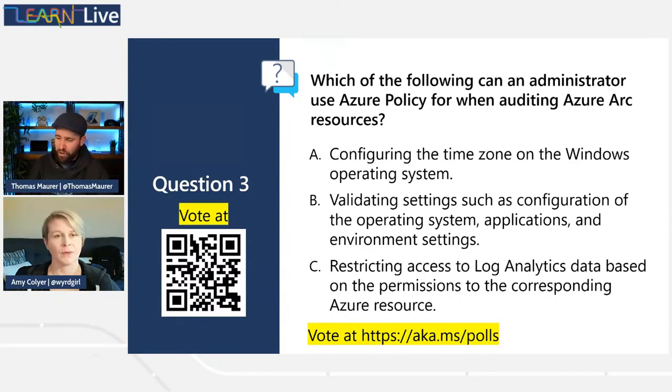Let's go with C first. C is really about that log access and that role-based access control I was quickly mentioning. So in the past, if you wanted to give someone access to the logs, you would need to give access to the log analytics workspace. That meant they were able to see all the logs in that workspace, which is obviously not really a good thing in many cases.